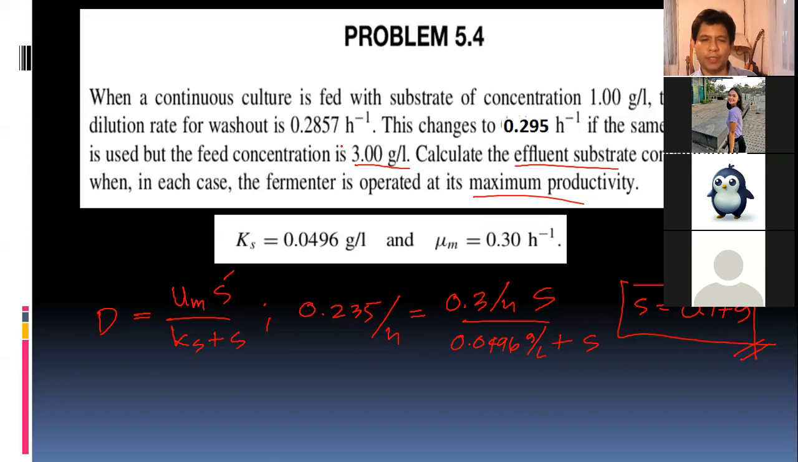If your initial feed concentration, initial substrate concentration, is 3 grams per liter, and you operate it at maximum productivity, what would be the new effluent substrate concentration? Effluent means the flow going out of the reactor. That's the effluent. Sa 171 naman kayo, di ba? Alam niyo naman yung effluent.